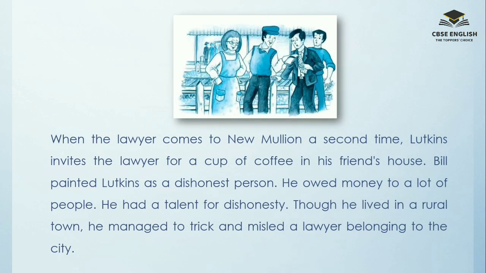When the lawyer comes to New Million a second time, Lutkins invites the lawyer for a cup of coffee in his friend's house. Bill painted Lutkins as a dishonest person. He owed money to a lot of people. He had a talent for dishonesty. Though he lived in a rural town, he managed to trick and mislead a lawyer belonging to the city.